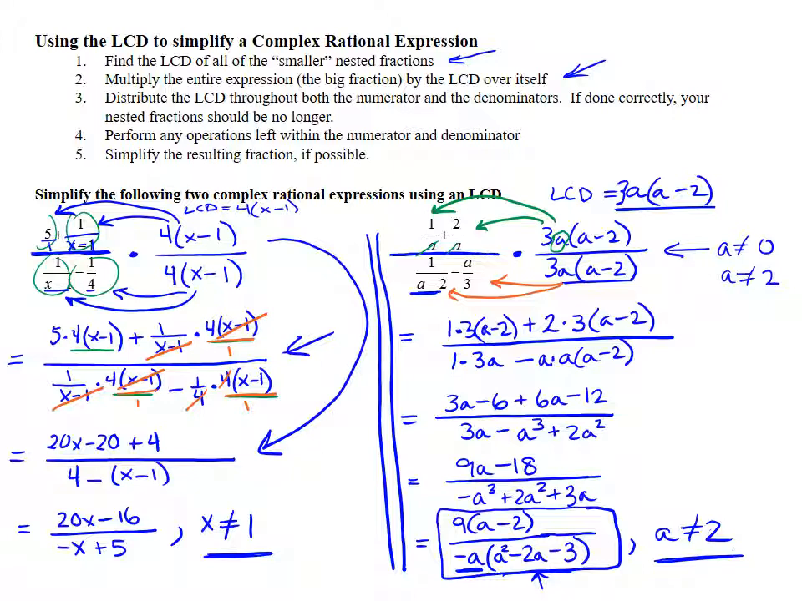So, clarification there: I only technically have to show that a cannot be 2 because of the cancelization I did up at the top. So that's the second technique for simplifying complex rational expressions. It's your choice when you do homework problems whether you use order of operations or this LCD shortcut.